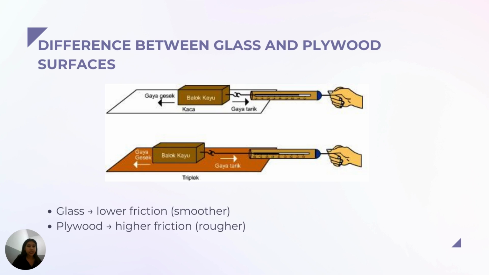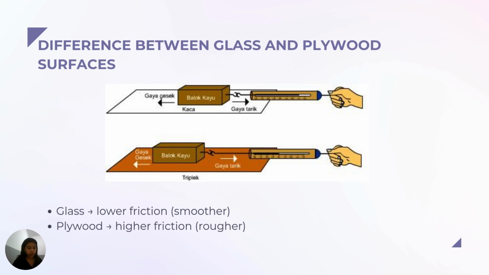Okay, you can see on the screen the difference between glass and plywood surface. For the glass surface, glass has a very smooth and slippery surface. Because of the smoothness, the microscopic contact between the wood block and the glass is minimal, resulting in a smaller friction force. Therefore, a smaller pulling force is required to make the block start moving.